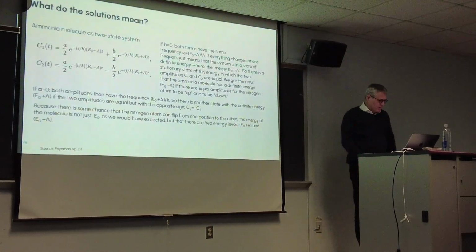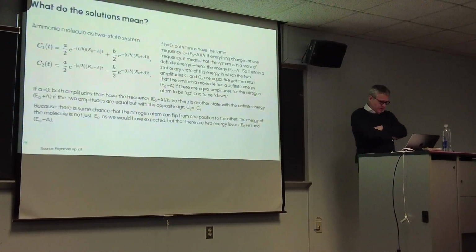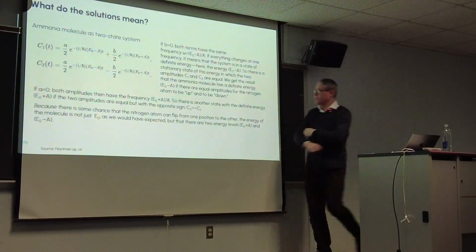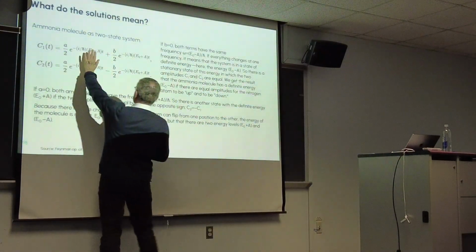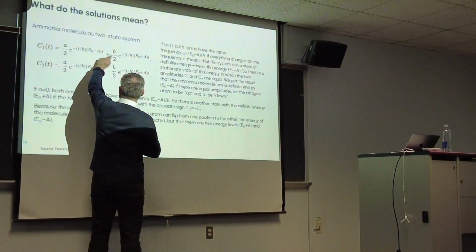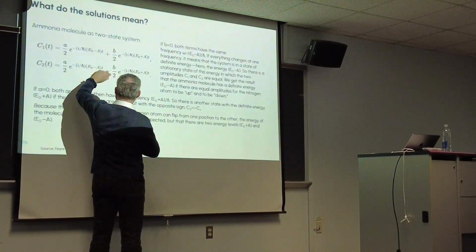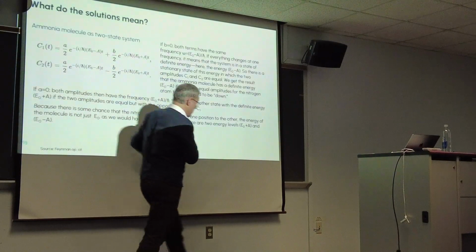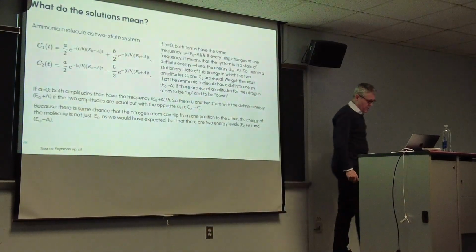If A equals 0, both amplitudes then have frequency E0 plus A divided by the Planck constant. So if these terms go away, I have plus b divided by 2 and minus b divided by 2 times this, but the energy is the same for both.